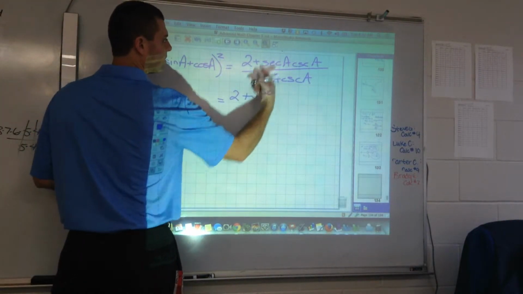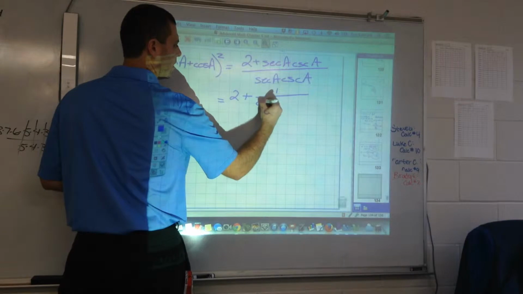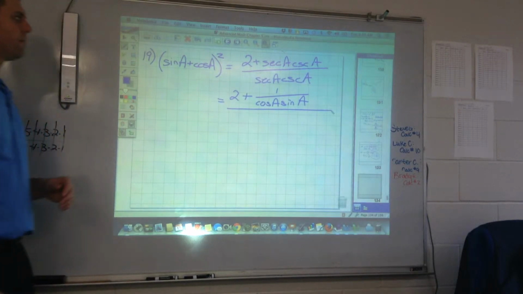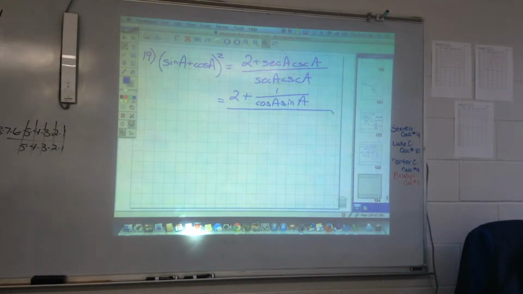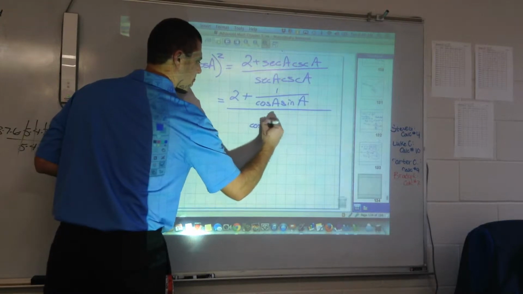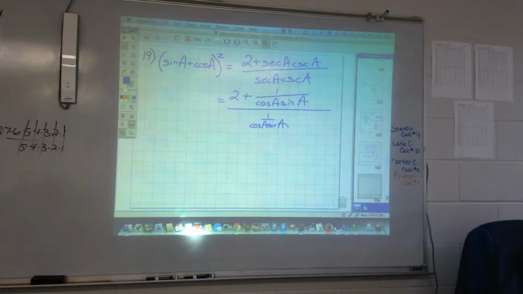So 2 plus. Now I'm going to change those to fractions: 1 over cosine A, sine A. Everybody see what I did there? And then the bottom would be the same, 1 over cosine A, sine A. That would be my first approach, to change all those to terms of sines and cosines, because hopefully I can simplify it to make it look like the left side eventually.